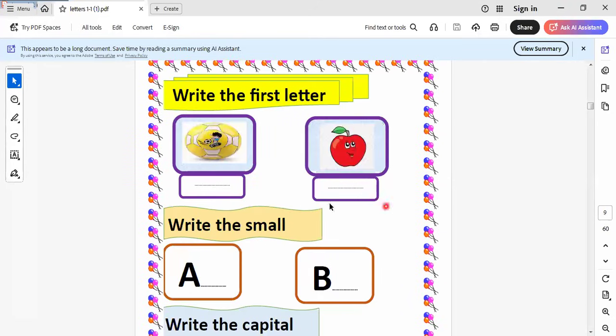Let's go to another one here. What is the first letter here? The first letter here will be B, written like this. I write B like this. Okay, B written like this.